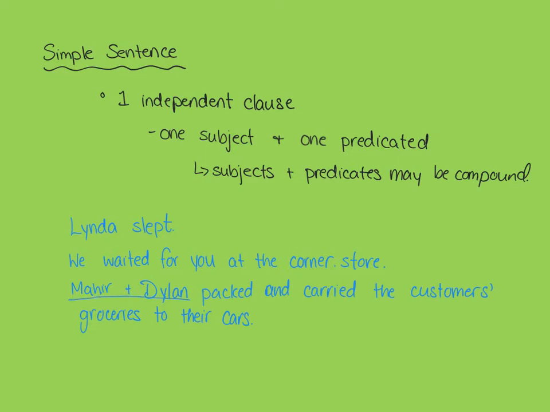Our third example is a little bit longer, and we'll have that compound subject and compound predicate. Mahir and Dylan, so that's our compound subject, packed and carried the customers' groceries to their cars. So packed and carried is that simple compound predicate, but the full predicate is packed and carried their customers' groceries to their cars. So it's not just enough to say a simple sentence is short, because it's not. Linda slept is short, but Mahir and Dylan packed and carried the customers' groceries to their cars is not short. It's about having one independent clause, which means one subject and one predicate, even if they are compound.